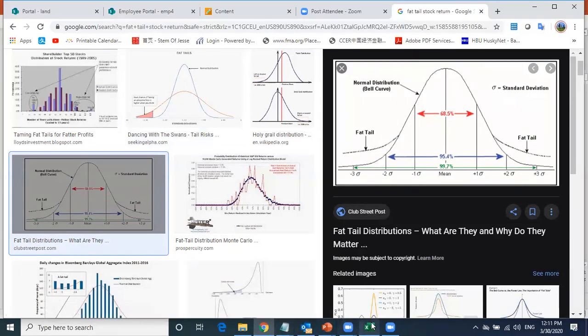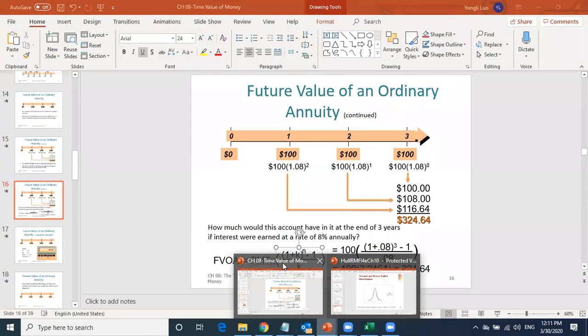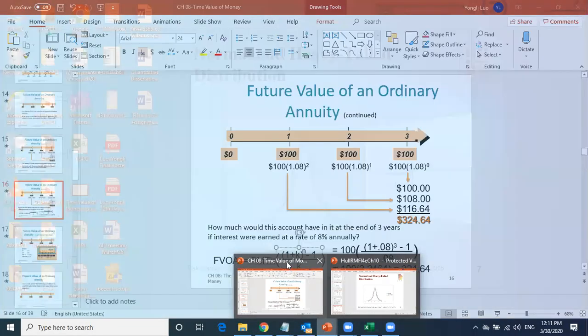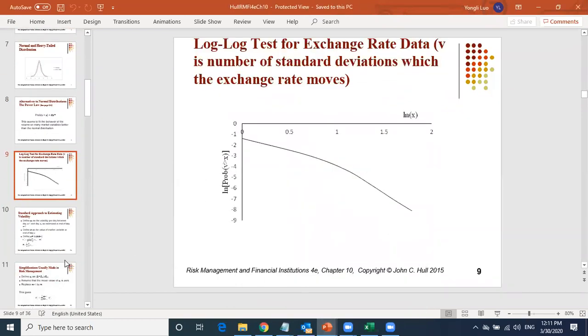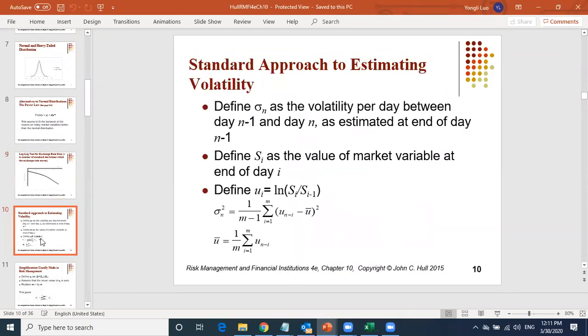Okay, so we just have some basic concepts, and now we are going to use the data we have to tell you how to calculate the volatility, or how to estimate volatility.